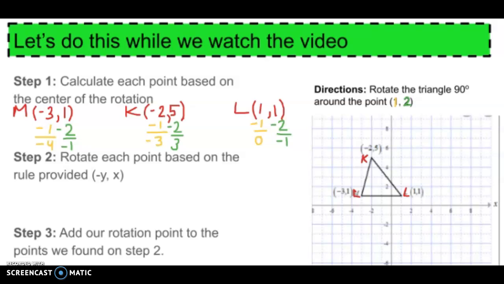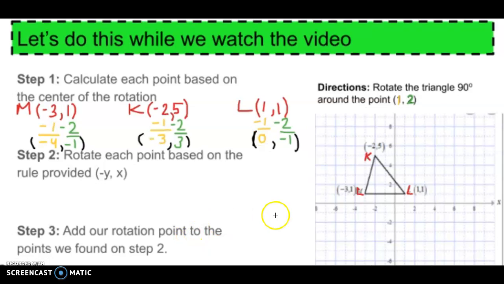So now that I've done all of these subtractions that I needed to do to move my points so that they're rotating about an origin, oops, that didn't work exactly how I wanted it. Now I can move on to step 2, which is going to be to rotate each point based on the rule provided, which we'll review where we found that in just a second.